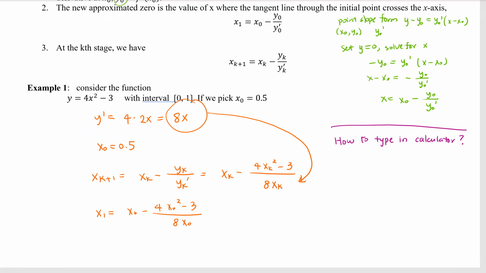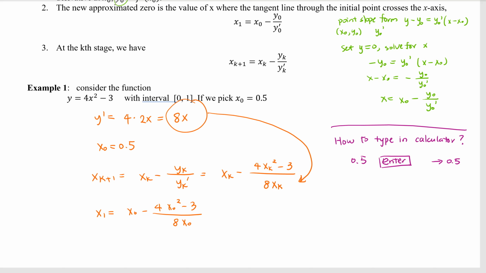Okay, so first x0 is 0.5, right? So you do 0.5 and then you click enter. I'm gonna show you later, okay, after I write it down. So then you will get the 0.5 in the line.